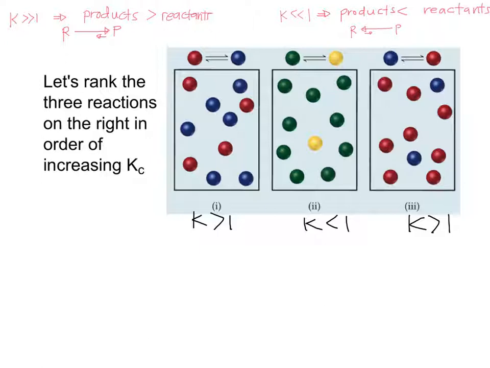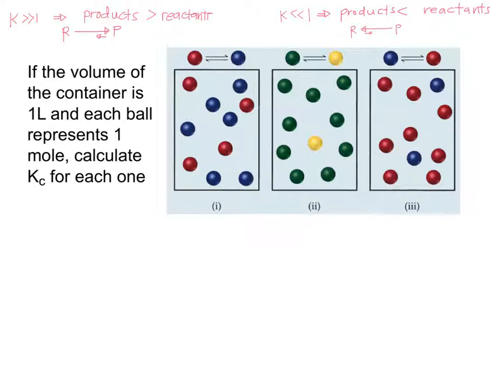Now, if we look at this, how do we know between the first and the third, which one is going to have a greater K? And that's based on the ratio. Since there are more products in the third than there are in the first, this means that the third is going to have a greater K than the first. So I would rank this from 2 being the least, 1 being the second most, and the third being the most Kc.